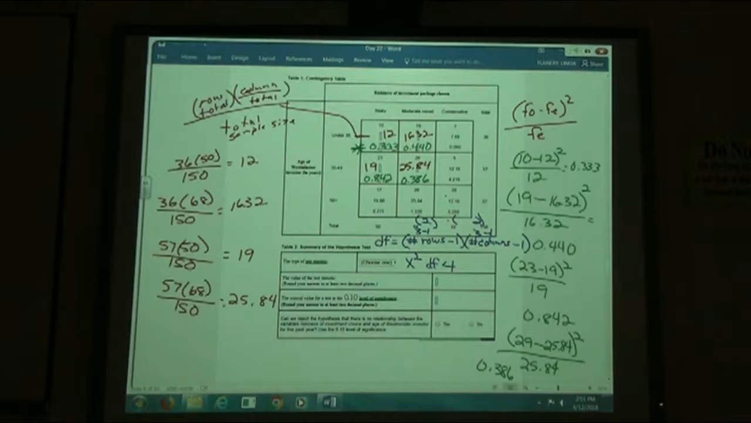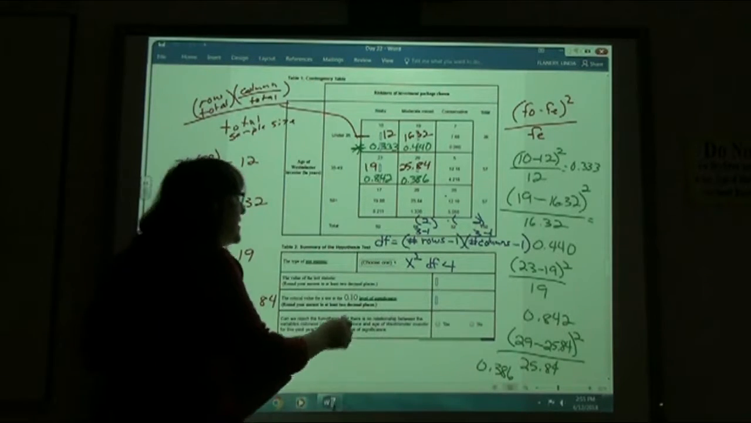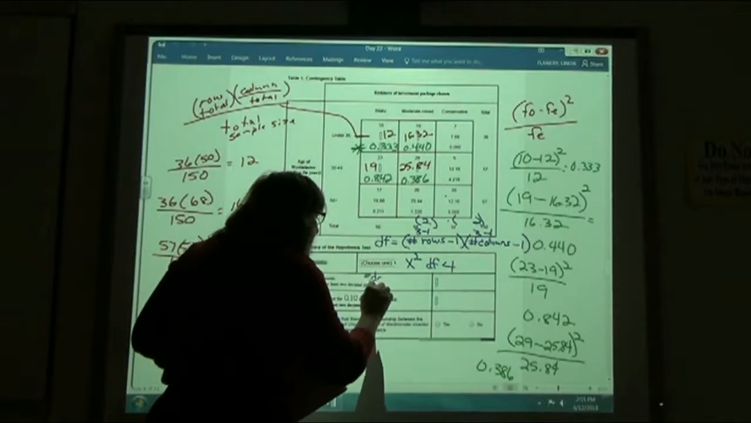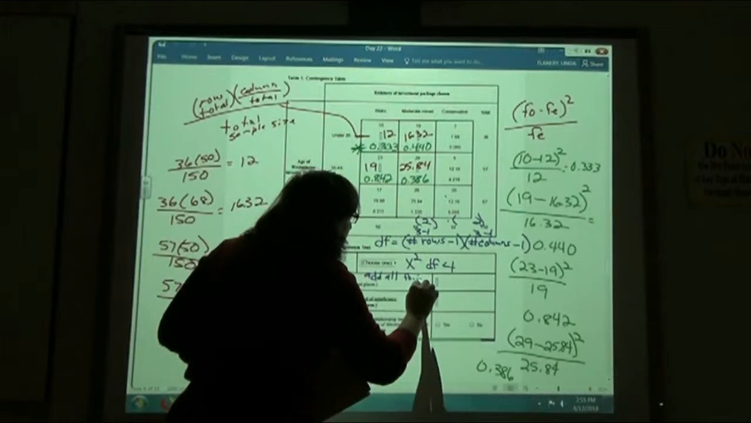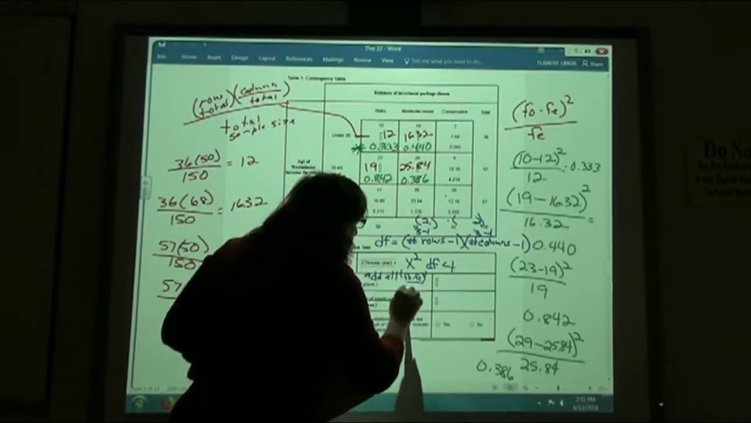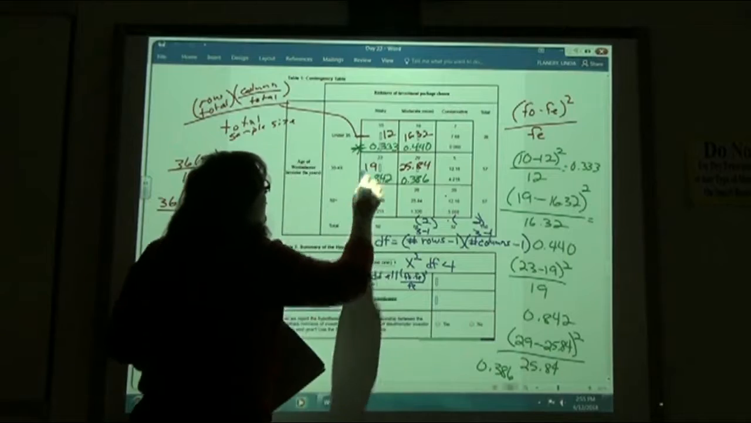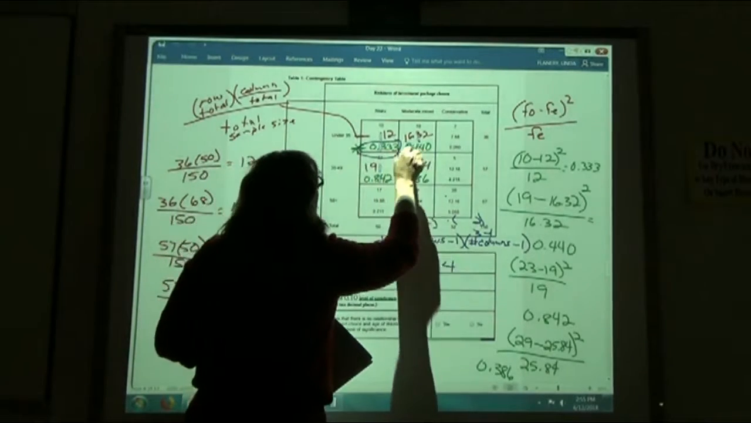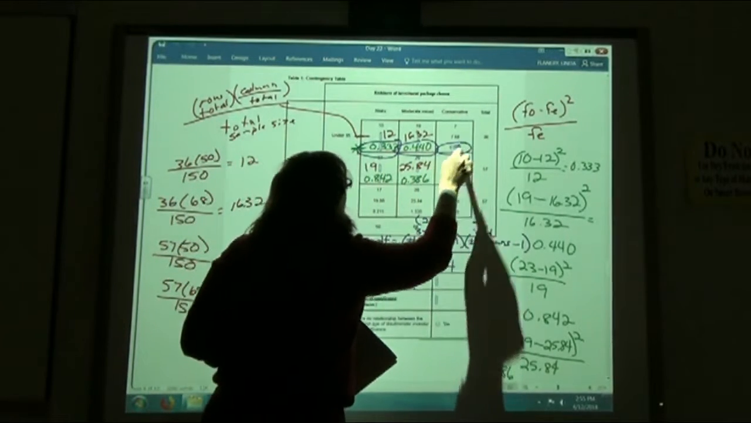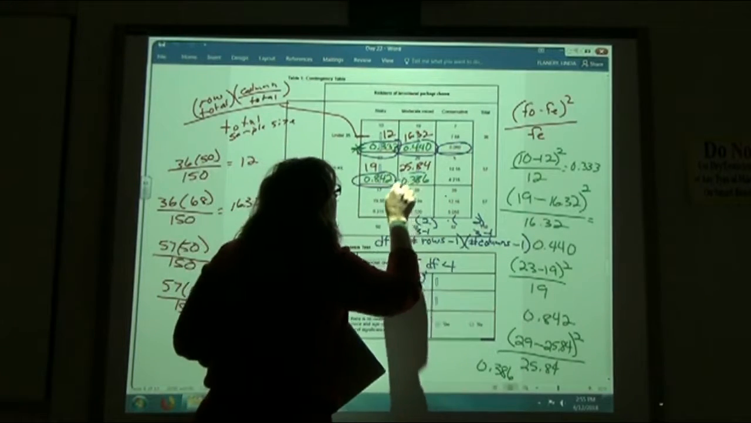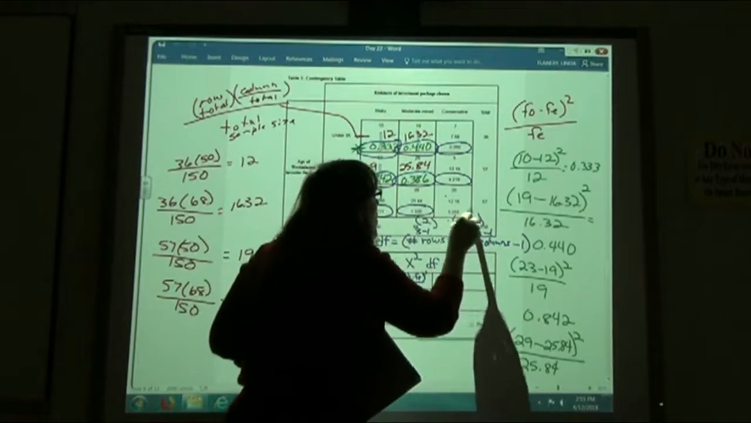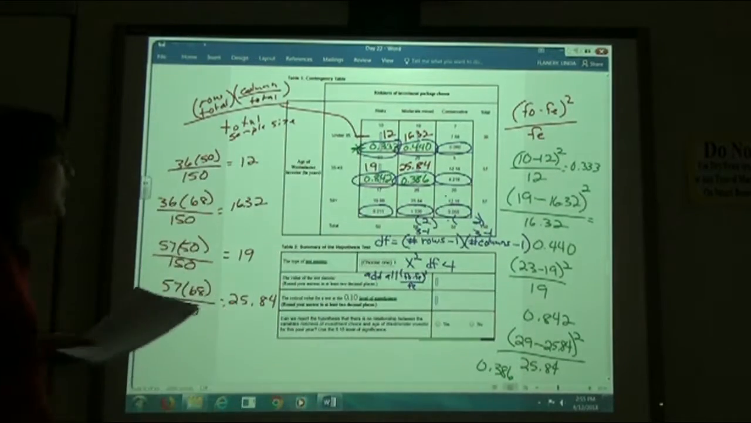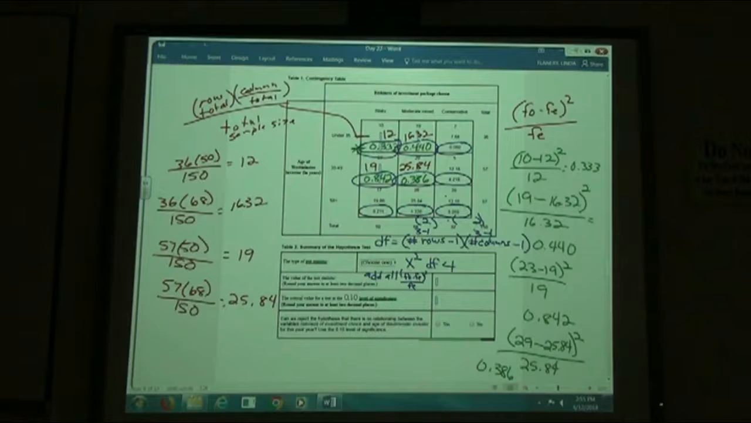The value of my test statistic. If I'm going to find the value of my test statistic, I'm going to add all of the FO minus FE squared over FE numbers. So that means I'm going to take this one plus this one plus this one plus this one plus this one plus this one plus this one plus this one. You're going to add up all 9 of those numbers.